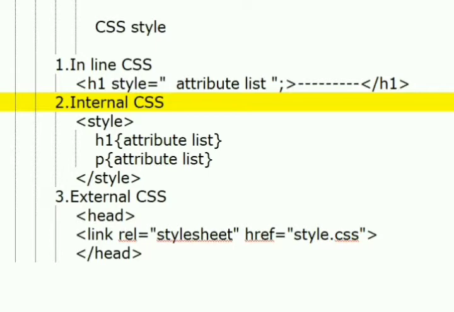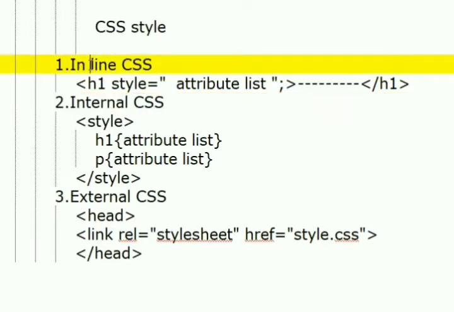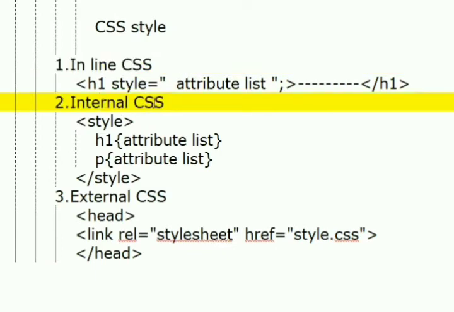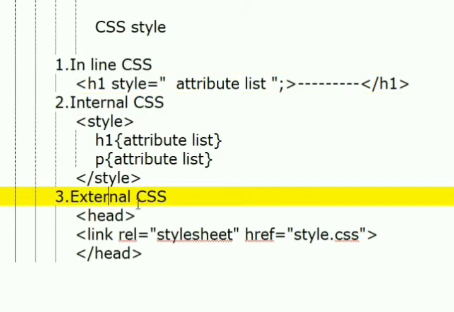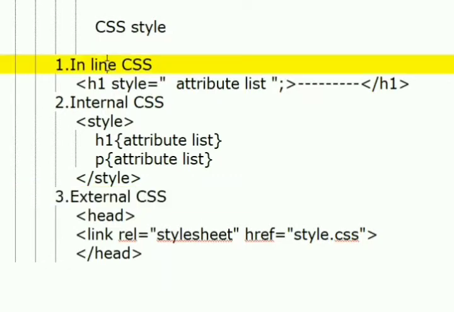Till now, whatever tags we have learned, we have learned about text formatting elements. These CSS styles can be used inside the text formatting elements, and you can apply different CSS styles for the specific elements. There are three types of CSS styles, meaning we can include these CSS styles in three ways. First way is inline CSS. Next one is internal CSS, and then external CSS. First we will start with the inline CSS.